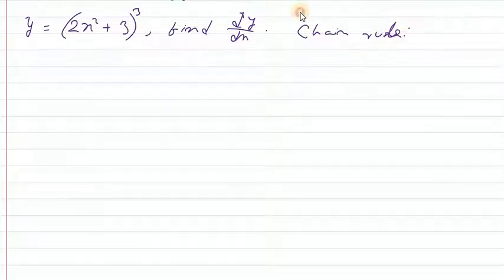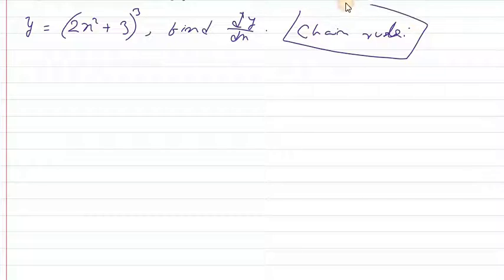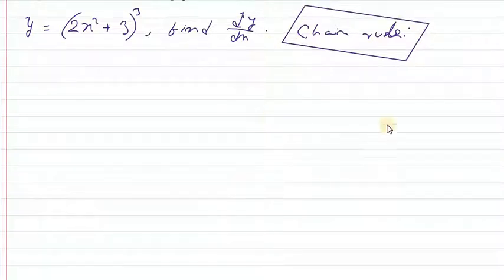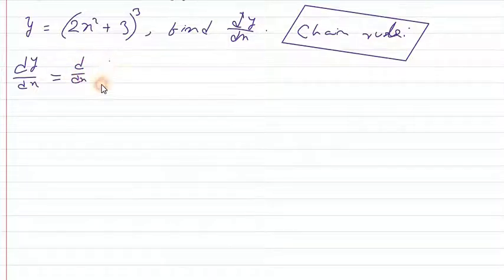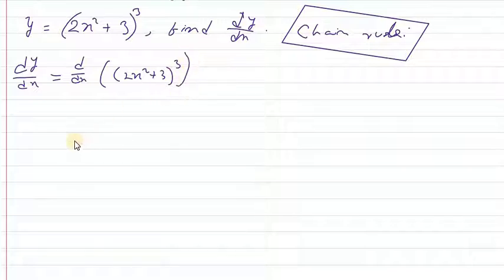Okay, so chain rule is very important in this topic. We will be using chain rule too much. If you differentiate this, this is dy by dx, so we're differentiating with respect to x. So this will be d by dx of twice x square plus 3 cube. Okay, so this is basically what?